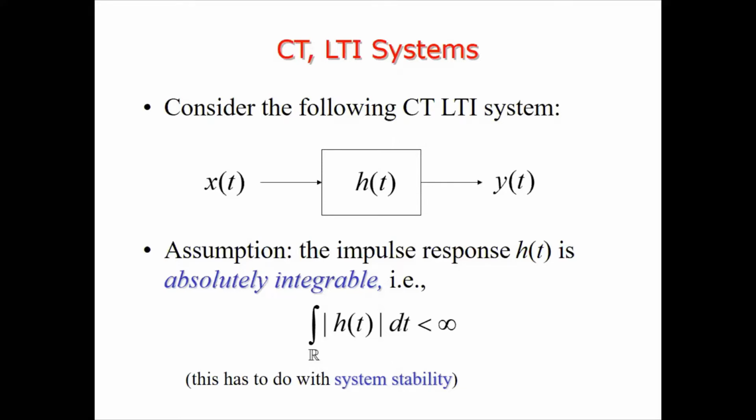Then they have defined that it should be absolutely integrable. That's what is meant by continuity, and it is given by integration over a range, where the magnitude of h of t should be integrable and should have a finite value. This is also an indirect way of representing the bounded output, or the system stability, over a range of time.